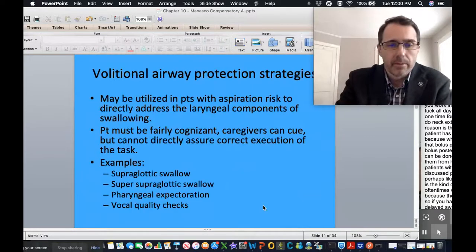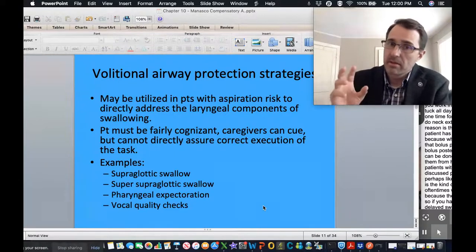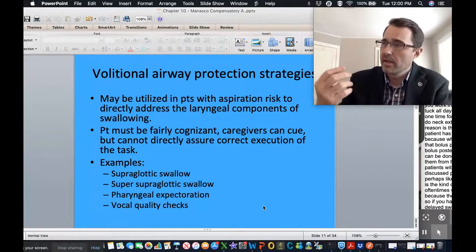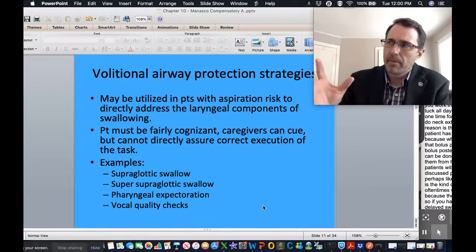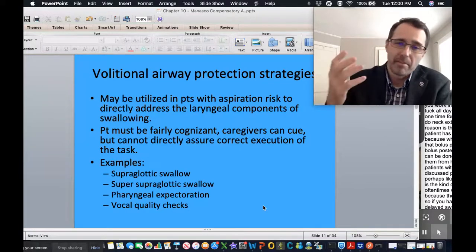to reiterate real quick, we had the supraglottic and the super-supraglottic swallow, pharyngeal expiration, pharyngeal expectoration, and vocal quality checks as volitional airway protection strategies. So airway protection strategies that you can teach the patient and either have the patient do independently or have them cued for that strategy by a caregiver.